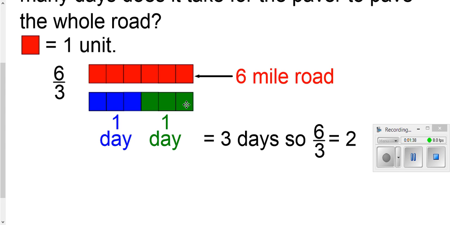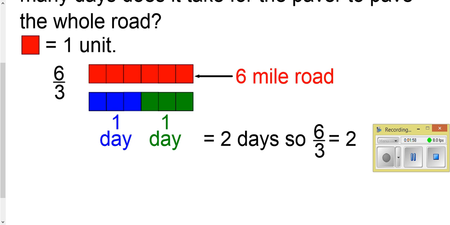The second day is another 3 miles, giving us a total length of 12, or 6. Oops, that's a typo there. Sorry about that. So we get green and blue, so that we get a total of 2 days. So 6 divided by 3 is 2.